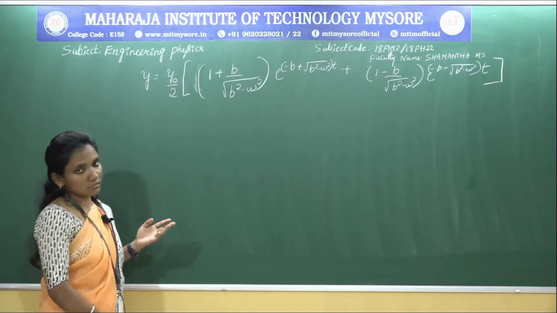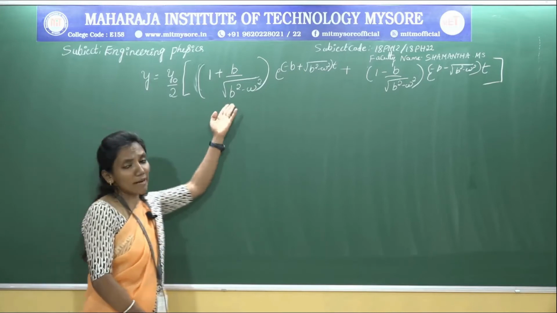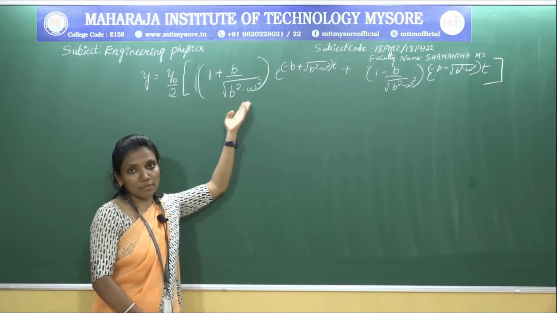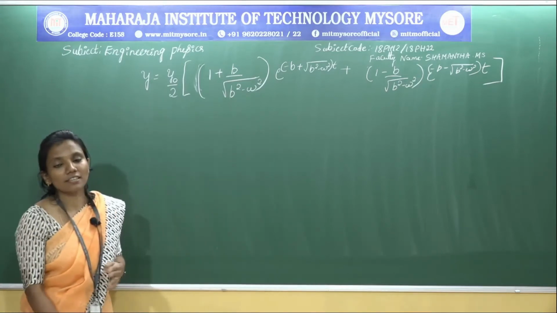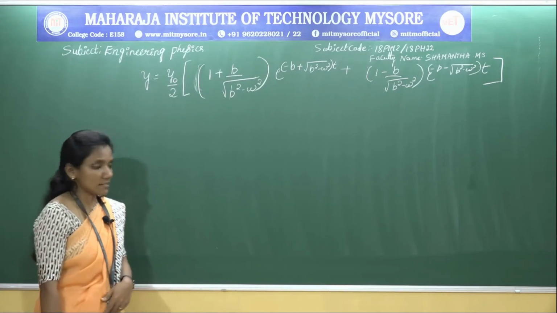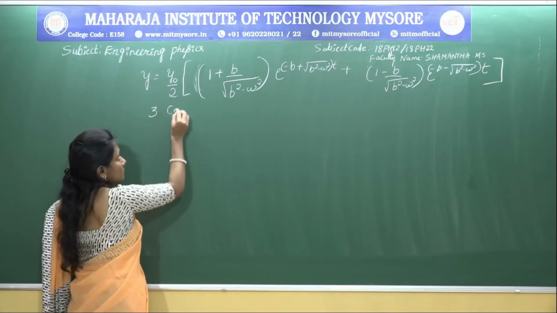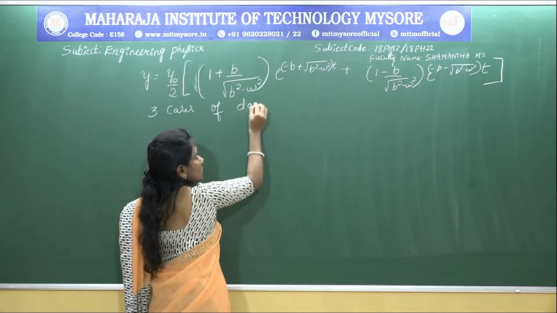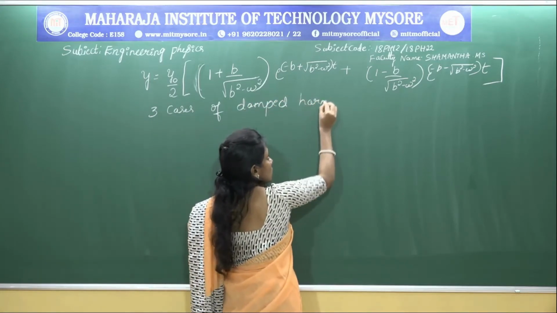Now the damped oscillation depends upon the relative values of b and omega, where b is the damping coefficient and omega is the angular frequency. Based on those relative values, the damped oscillation is classified into 3 cases. So, the 3 cases of damped harmonic oscillator are as follows.